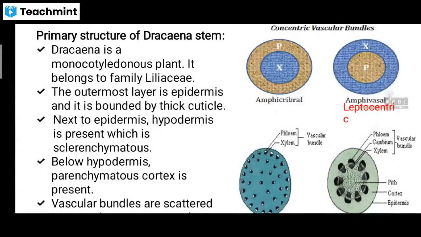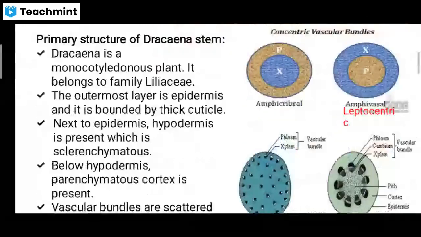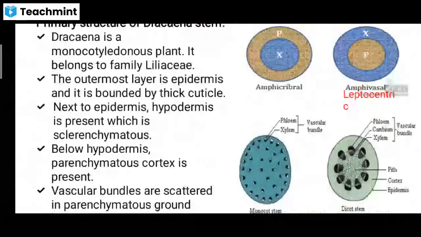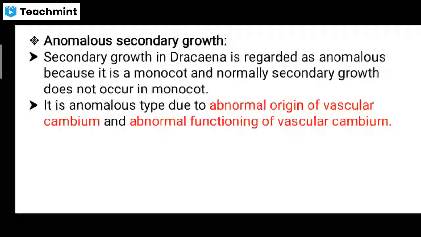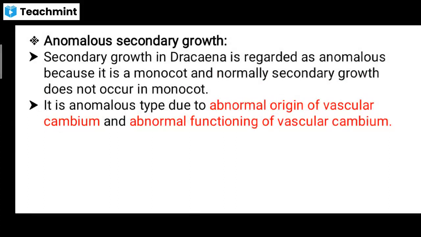All of this is regarding the anomalous secondary growth in Dracaena. I hope all of you got this point. If you have any query, you can ask me. Here, the secondary growth takes place due to some abnormal origin of the vascular bundle and also abnormal functioning of the vascular bundle. So this is a non-adaptive type of anomalous secondary growth.